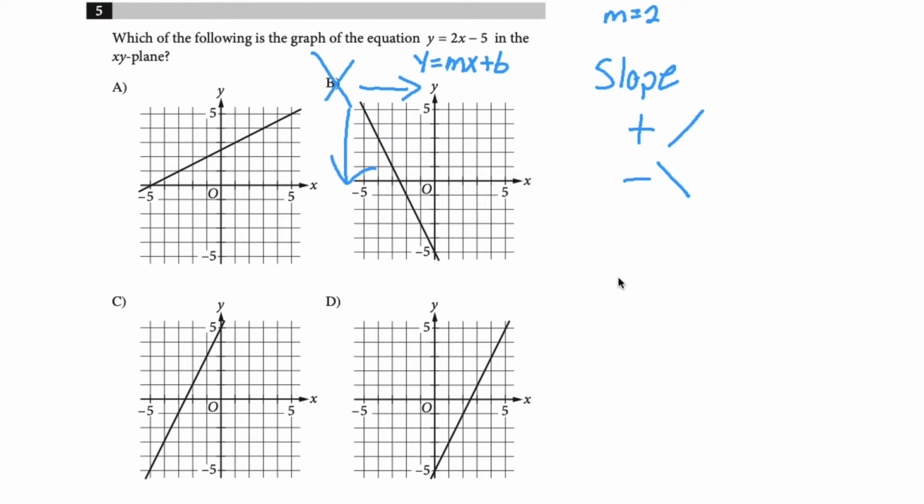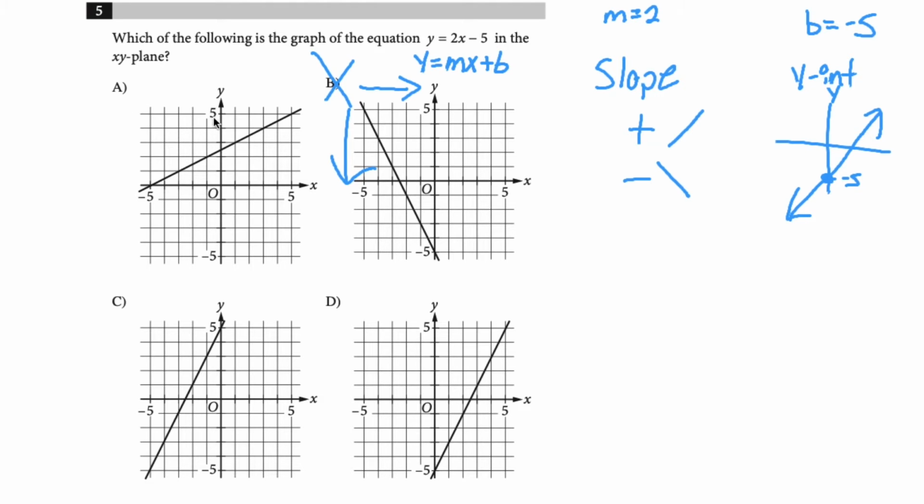The next thing that you need to figure out is what the y-intercept is. In this case, the y-intercept is our b, and b equals negative 5. So that means that we need to cross the y-axis at negative 5 down here, and it needs to be increasing. So our graph should look something like this. So crossing the y-axis at negative 5 and increasing.